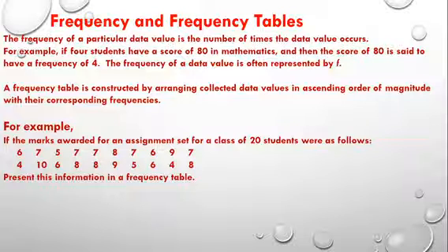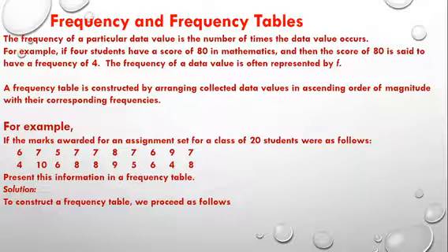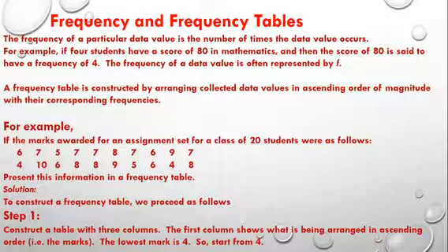Okay, so this is how to construct your table. The first step is to construct a table that has 3 columns. The first column will show what is being arranged, which will be the scores of the students in this case. The lowest mark is 4, so we're going to start with 4, and we will align it in ascending order, 4, 5, 6, up and up like that until we get to 10. Then the next step would be to go through the list of marks.